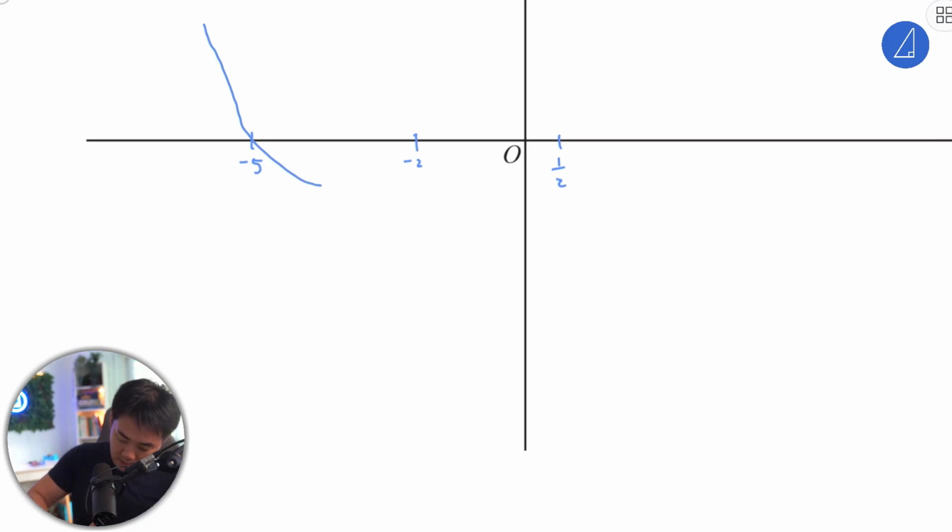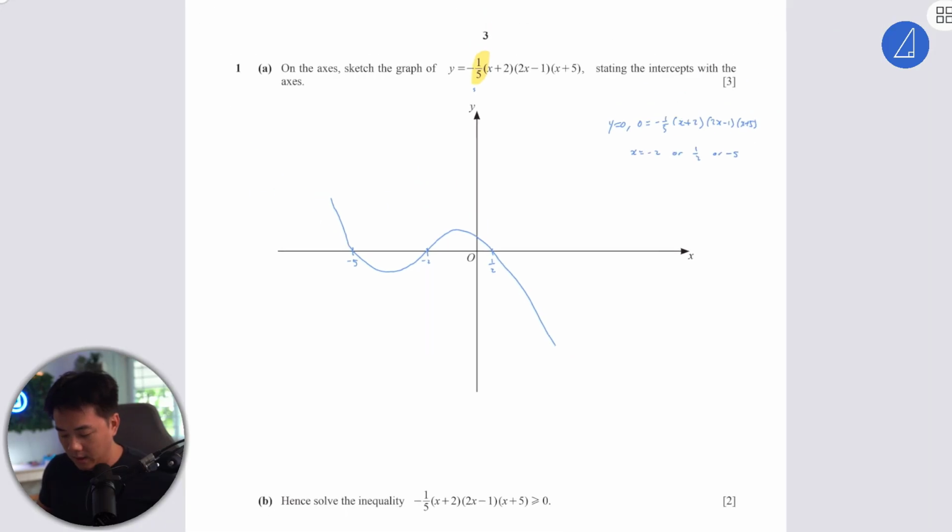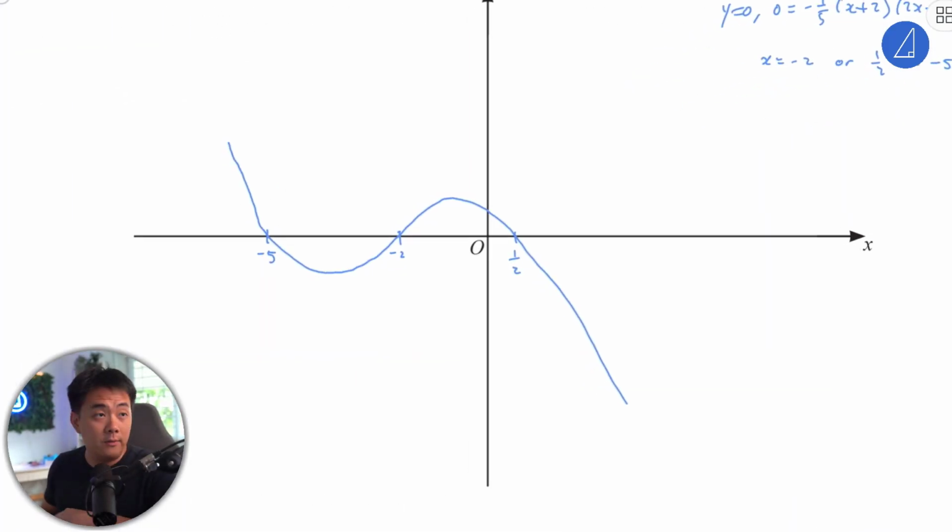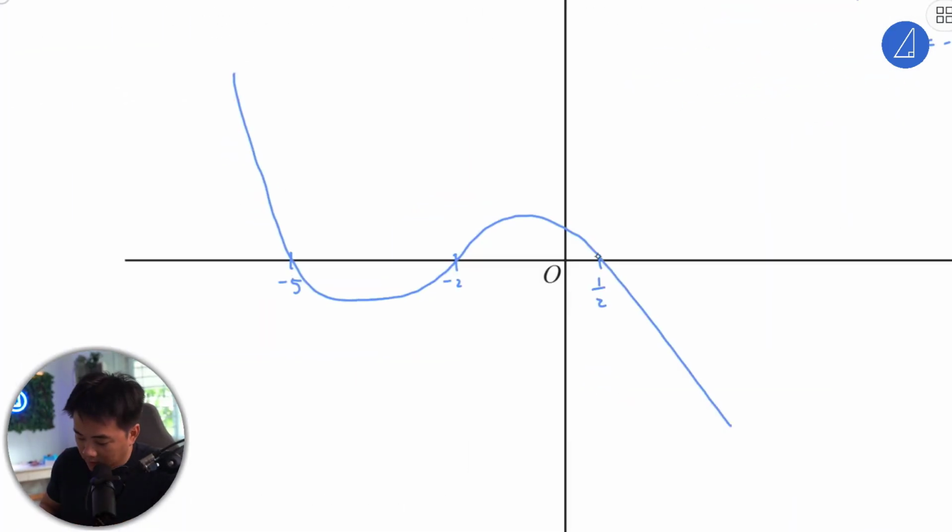There you go. Okay, so this is the curve here that we're drawing. Then we do some touch up.